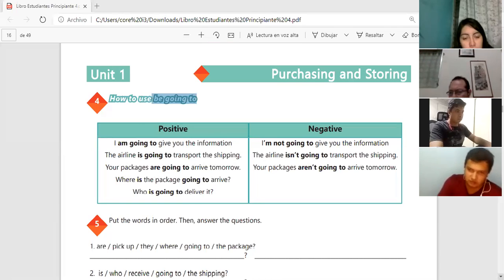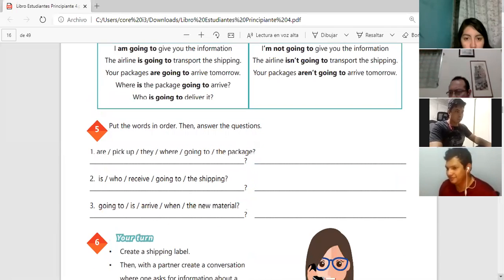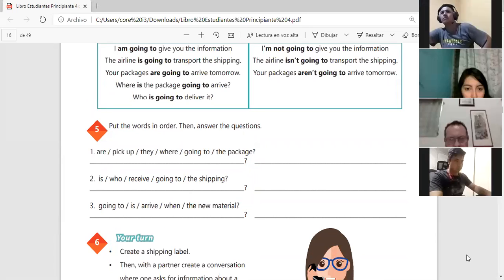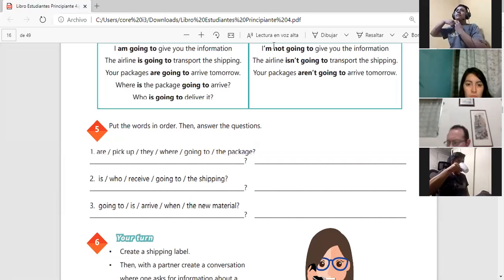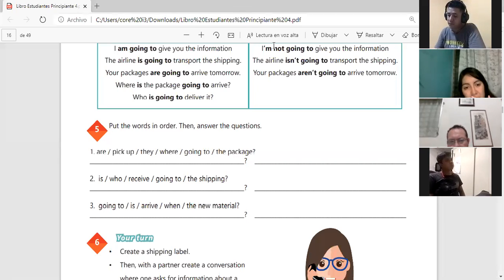Now let's see this part because this is the last one. And this is for Melvin. You need to put the words in order. Necesita poner las palabras en orden. It says, are, pick up, they, were, going to, the package. And this is a question. How do you put the words in order? Are they going to pick up the package? Le sobró una palabra.